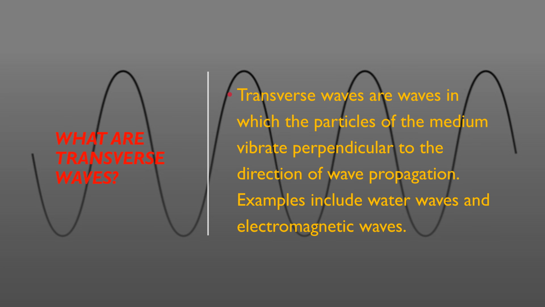What are transverse waves? Transverse waves are waves in which particles of medium vibrate perpendicular to the direction of wave propagation. Examples include water waves and electromagnetic waves.